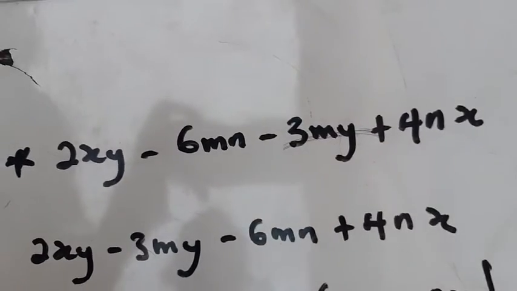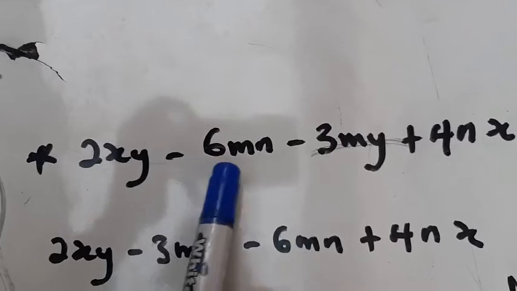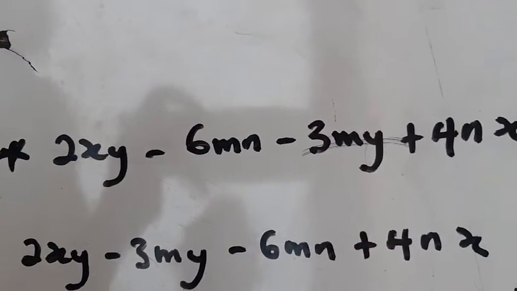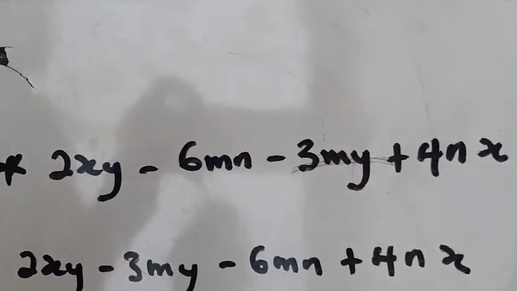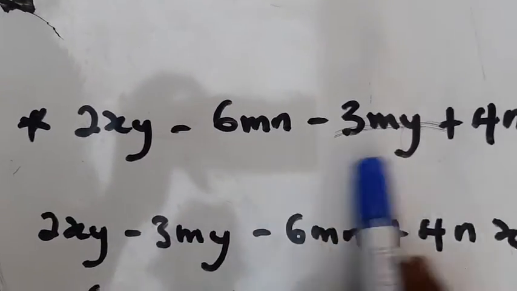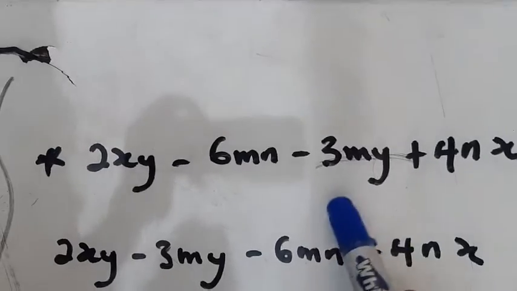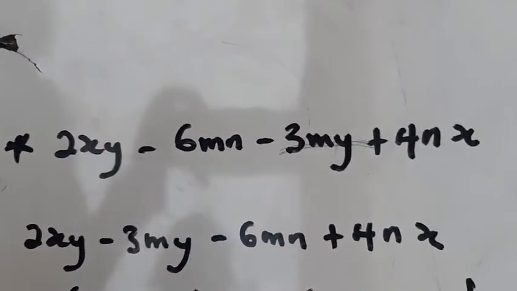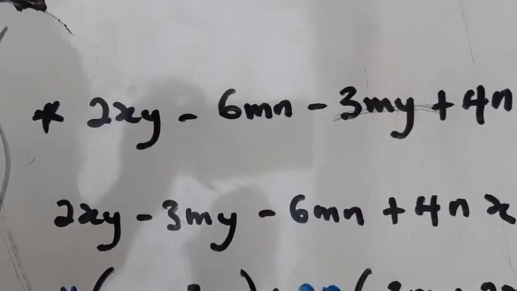Here's another one that says 2xy minus 6mn minus 3my plus 4nx. We are going to factorize this. Once again, you need to check what two terms have in common. This one and this one don't have anything in common. But you can see that this one and this one have something in common, as well as this one and this one. So the best thing is that you need to rearrange them.